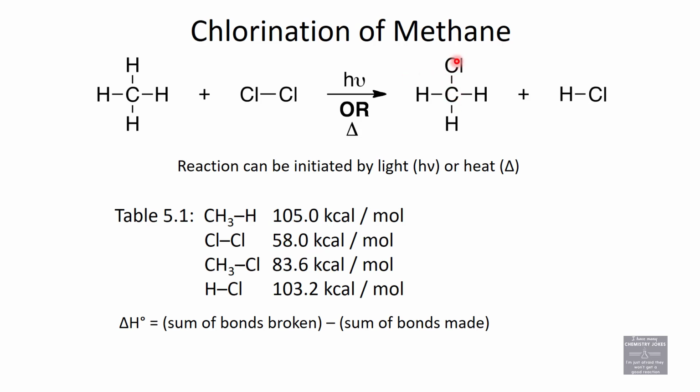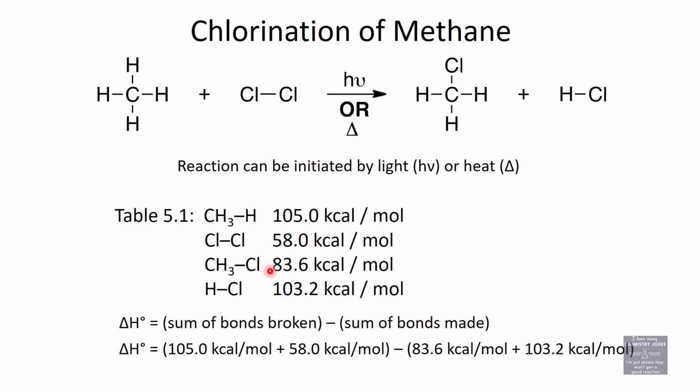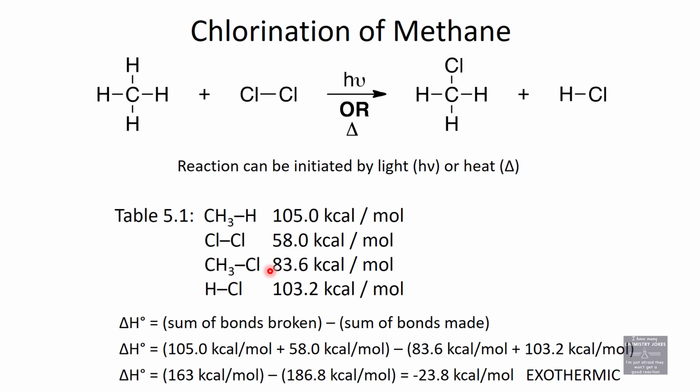We're making a Cl-C bond in methane. We're making an H-Cl bond in hydrochloric acid over there. There are our two values there. So if it's broken minus made, there's our whole math. Broken minus made, we actually get a sum of negative 23.8 kilocalories per mole. This is an exothermic reaction. Replacing a hydrogen with a halogen, exothermic reaction.